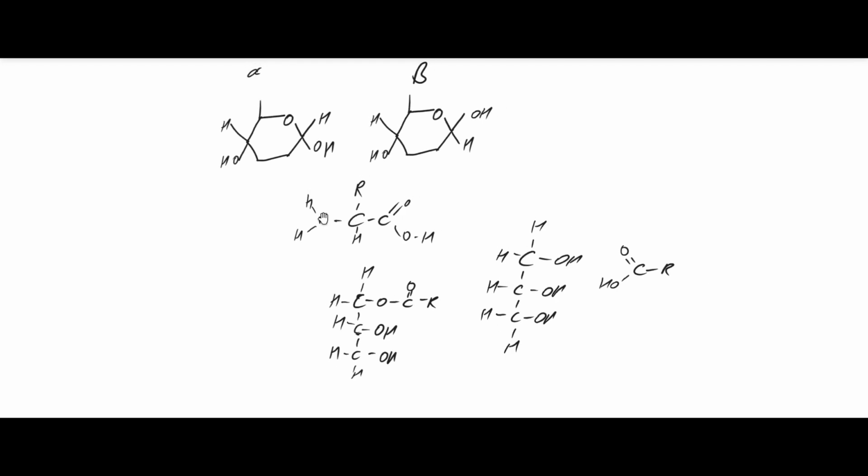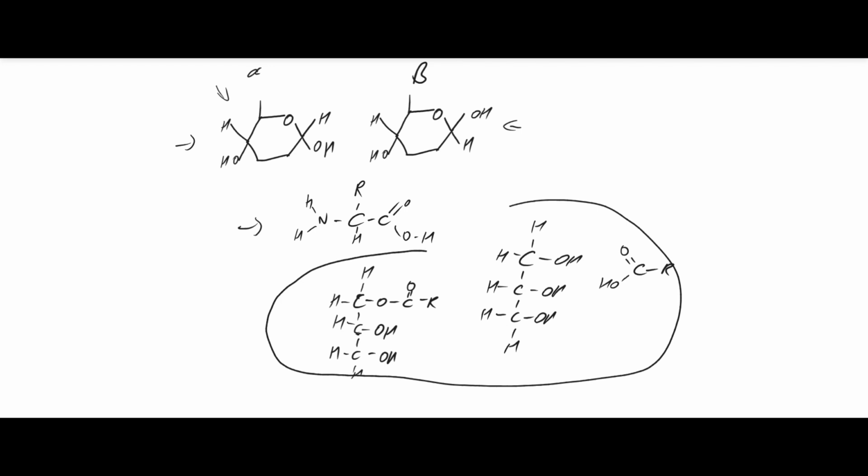So up here we've got our monosaccharides, okay? So our sugars. We've got alpha glucose over here, and we've got beta glucose over here, okay? Now, we've also got our amino acid over here.